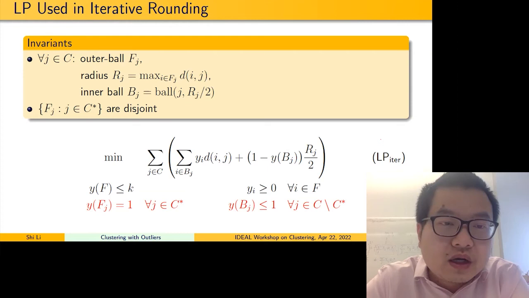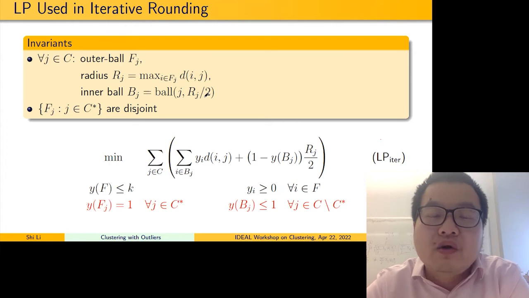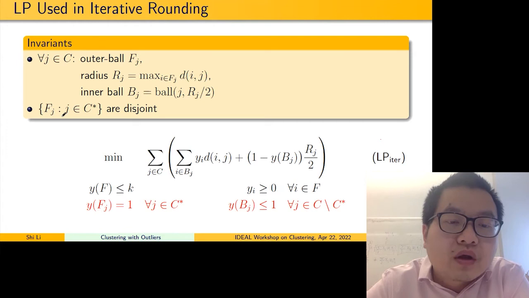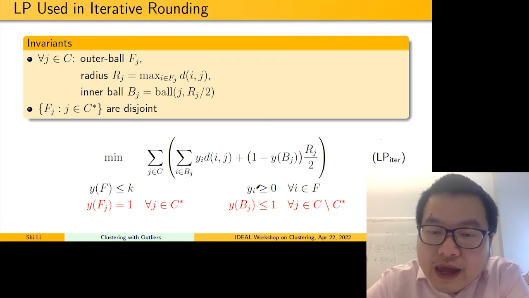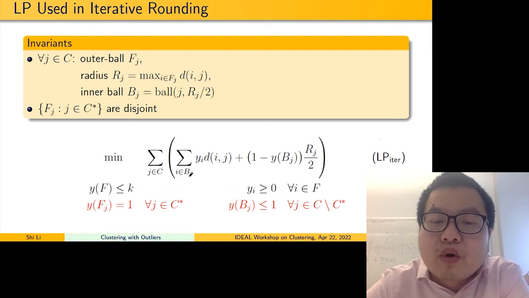So in the procedure, we maintain the following invariants. For every client J, we maintain an outer ball FJ. The radius of the outer ball is denoted as RJ. And the inner ball is the ball centered at J with radius RJ over 2. That's the inner ball. We make sure that the outer balls for the core set of clients are disjoint. So FJ, J in C star, are disjoint. And then we maintain the following LP during the iterative rounding. We want to minimize the sum over all the clients J of the cost of J. The cost of J is defined as before. Again, it's the sum over I in the inner ball of J, YI times DIJ, plus 1 minus YBJ times RJ over 2. Okay, so this is what you pay if you don't connect to a facility in BJ.